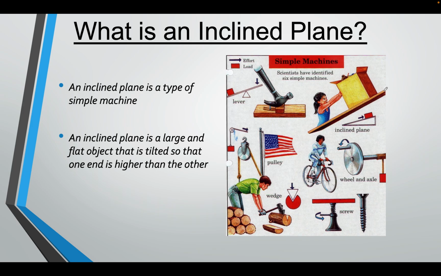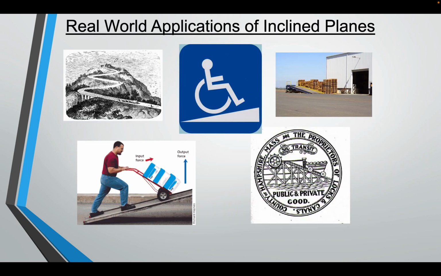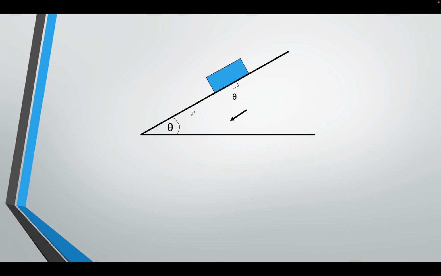If I wanted to move an object to a certain height, I can use a ramp to do it. It's been used in many, many different situations, like in wheelchairs, loading boxes, even when you're trying to move ships into the water and out of the water or whatnot. All of these things are applications of inclined planes.